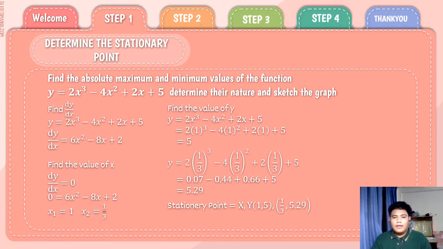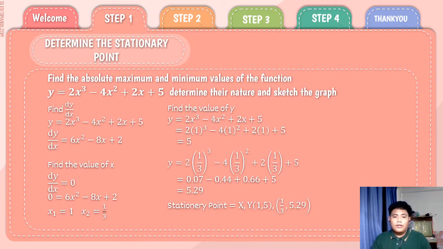For today, me and my teammates present about application of differentiation. The first step is to determine the stationary point. First, we need to find the absolute maximum and minimum values of the function y equals 2x cubed minus 4x squared plus 2x plus 5.